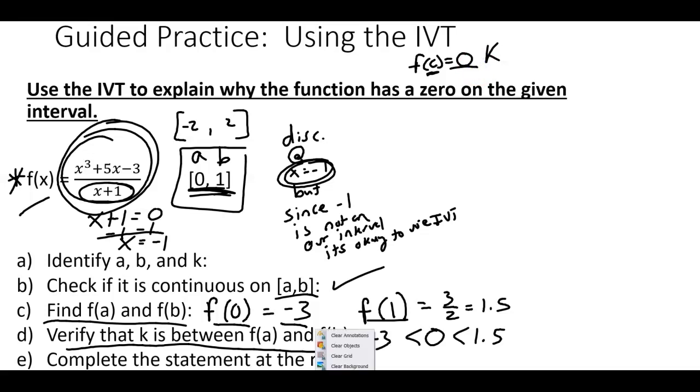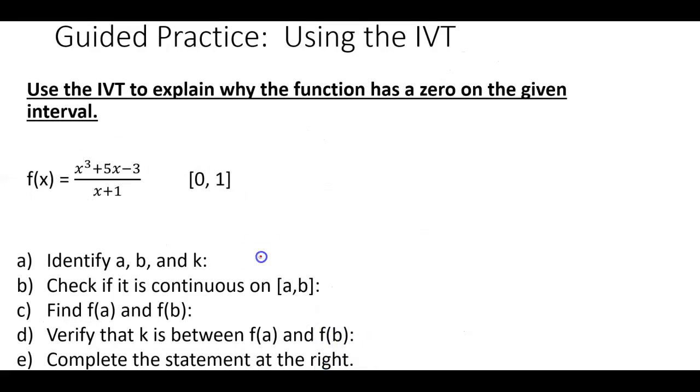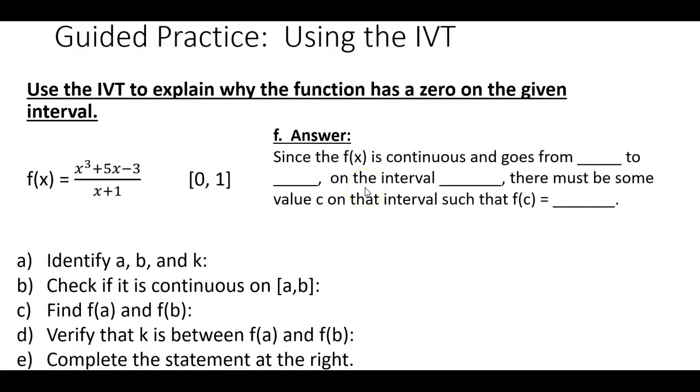Okay? So let's go ahead and clear all this stuff off, and I'm going to have you guys fill in this statement now. Pause the video and see if you guys can accurately fill in that statement. All right, so here's what we should have put. Since the function's continuous and it goes from -3 to 1.5 on the interval 0 to 1, there must be some value c on that interval such that f of c equals 0. Okay? It's very wordy, very wordy. But once again, put it on a flashcard, memorize it, and understand it. Understand what it means, okay?